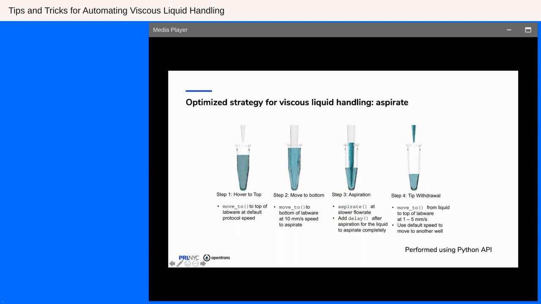And then aspirate at a slower flow rate and add a delay, so that the liquid, which is still being aspirated due to the negative pressure developed inside the tip and the plunger head, is allowed to settle towards the top of the tip, or to the maximum volume of the tip. And finally, withdraw the tip slowly from the liquid at 1 to 5 millimeters per second.